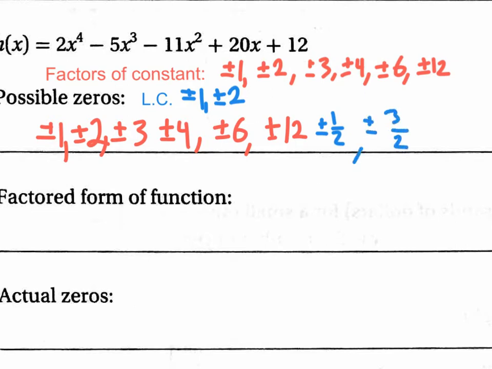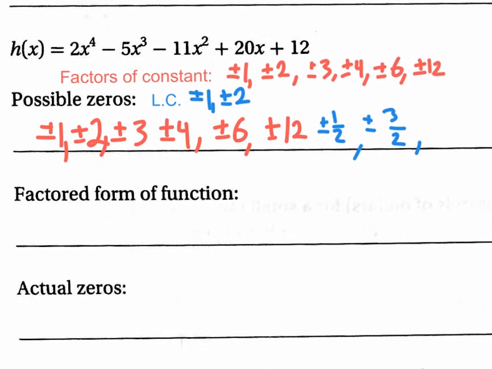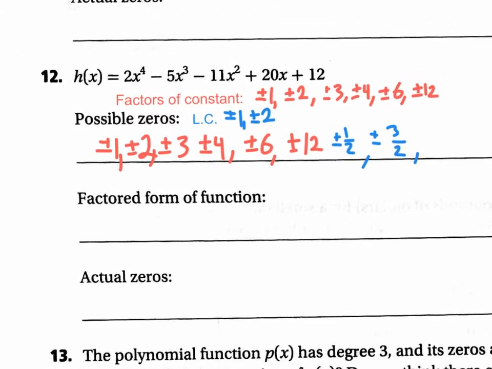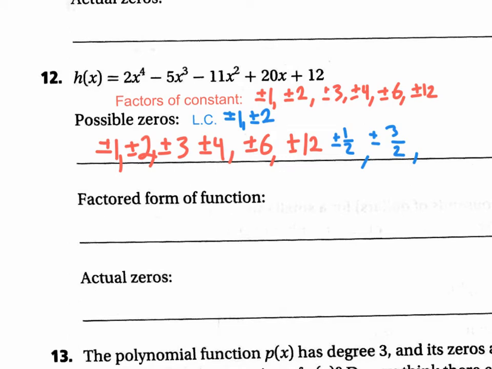And if you keep going, you'll notice that there are no others, because if you go 4 over 2, that gives you 2, that's already on there. 6 over 2, that gives you 3, and 12 over 2 gives you 6. So this is the list of possible answers, the list of possible zeros. So now we get to the fun stuff. You have to rewrite the h of x function in factored form. So that becomes very tough.